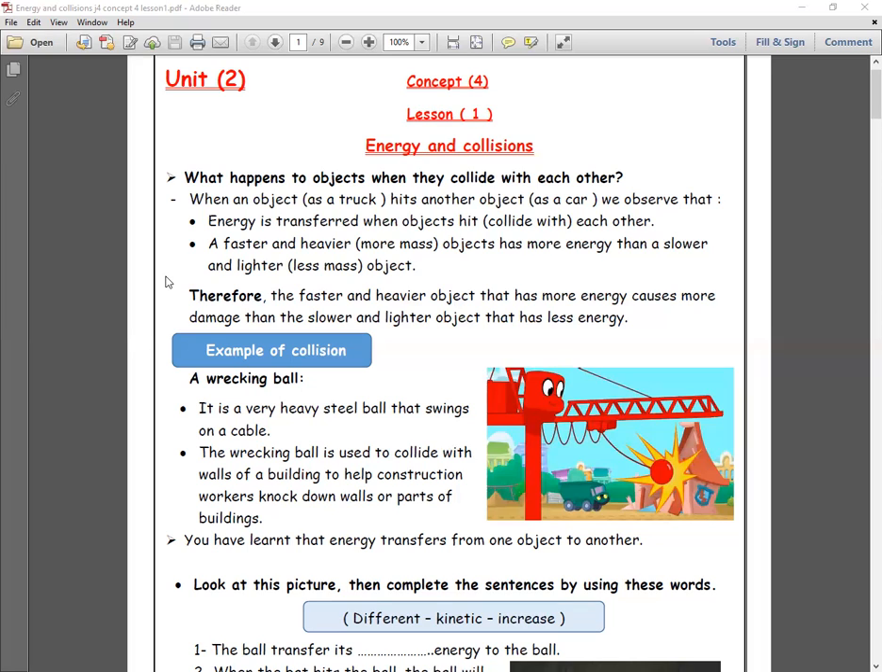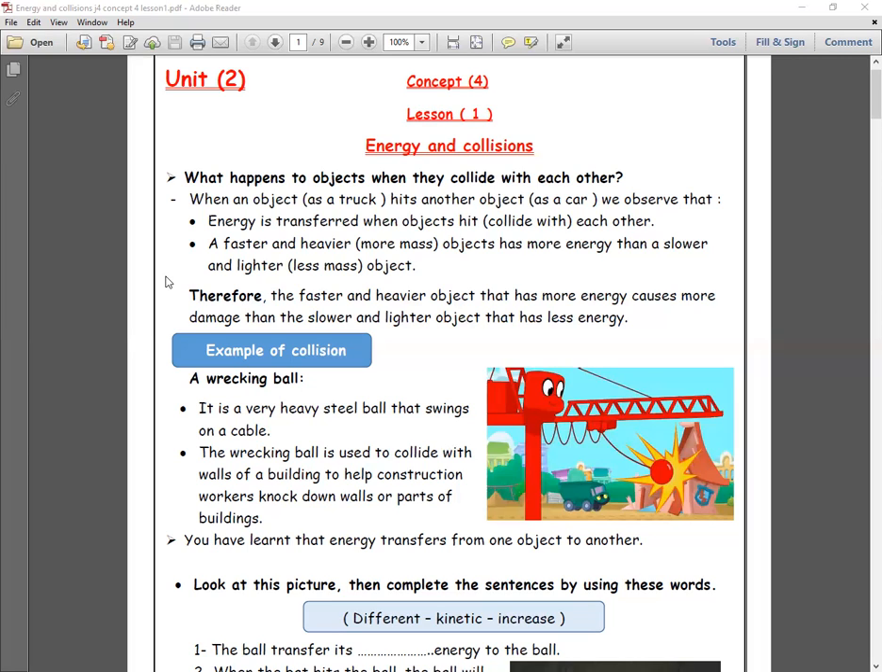But we will find that the damage of each one of them will be different, which means that now we have a truck and a car. In the case of the truck, being faster and heavier, the damage will be less. But the car will be lighter and slower than the truck. So we will find that the faster and heavier object has more energy and at the same time causes more damage than the slower and lighter object that has less energy.